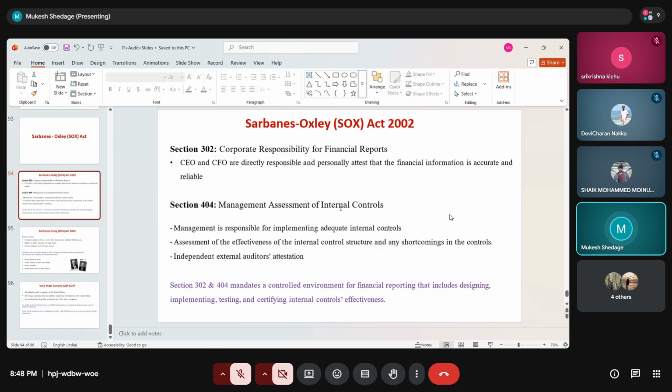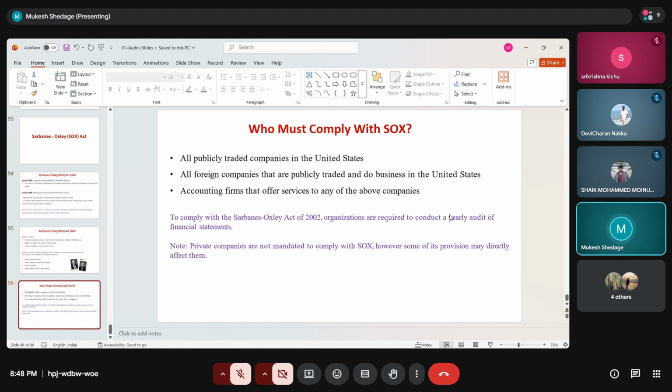Now, these internal controls are nothing but our same controls: user access management, change management, backup operation. These controls are the same. There are no different controls. Their testing is also the same. There is no difference. Only, these controls apply when we are doing them in the United States, particularly for these three categories of companies.